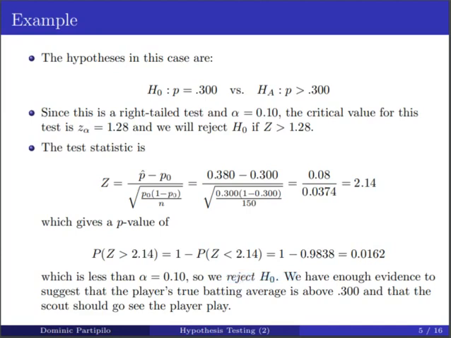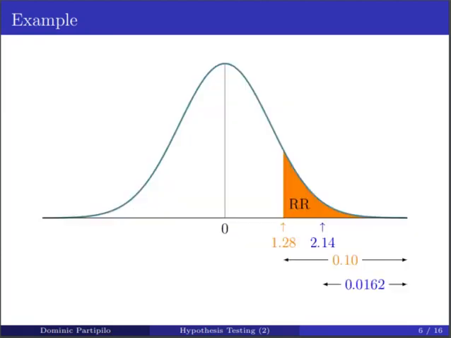So that means we have enough evidence to suggest that the player's true batting average is above 300, and now we can tell the scout that he can go see the player play, because we've determined that it's very likely that this player's true batting average is higher than 300.